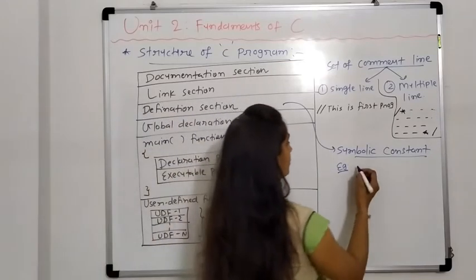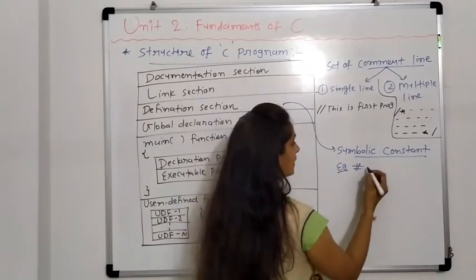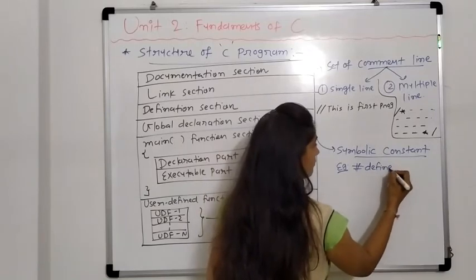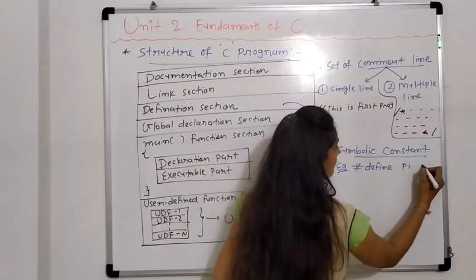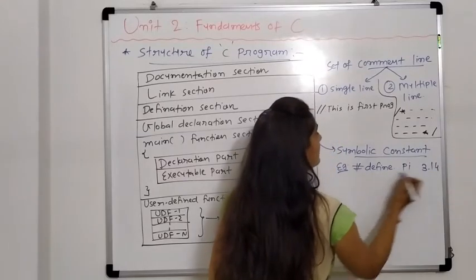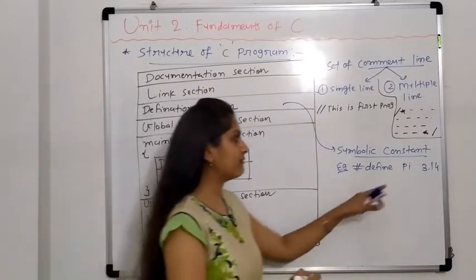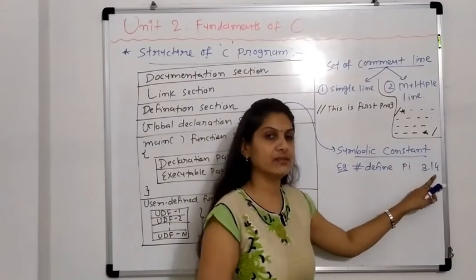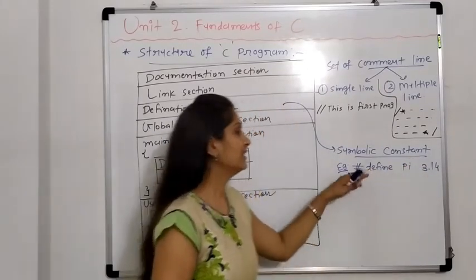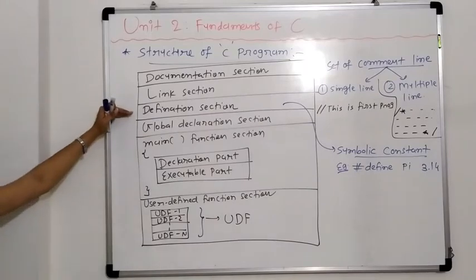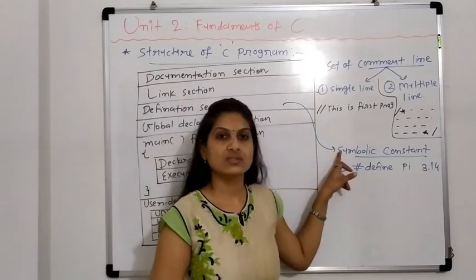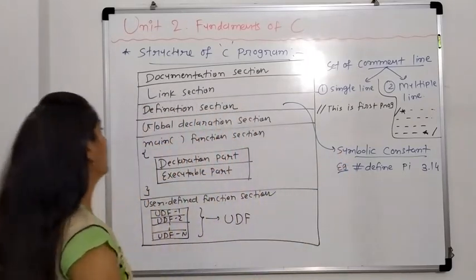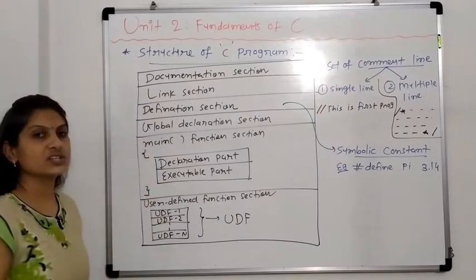How is it written down? Start with hash sign, then the word define, and then pi 3.14. This line indicates what? The pi value is fixed, constant, and the value is 3.14. This line we can write here, in the definition section, because definition section consists of symbolic constant values. Clear? Next is a global declaration section.